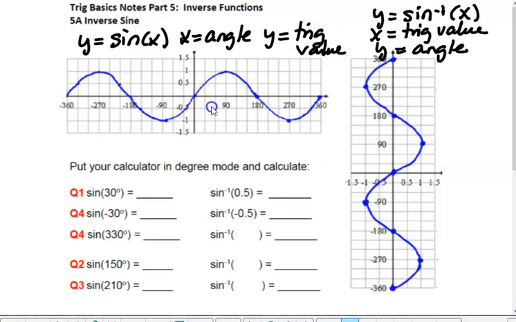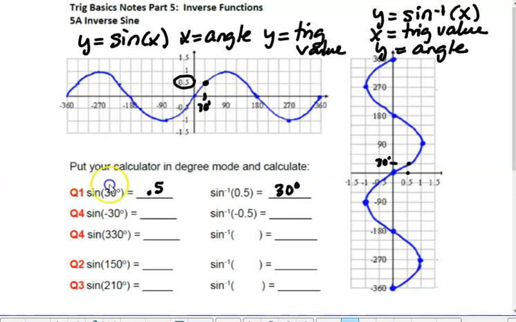Now you'll notice here, we can pick out a few points. Let's take a look at sine of 30. There'd be 30 degrees right here. And when we go up to this point, we see that sine of 30 is equal to 0.5. Now if we go to the other graph, we go to 0.5 on the x-axis, and find that inverse sine of 0.5 is 30 degrees.